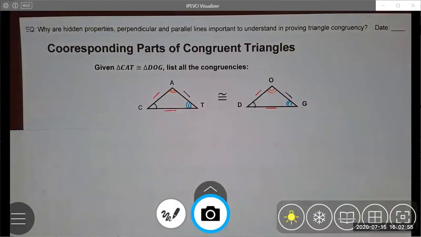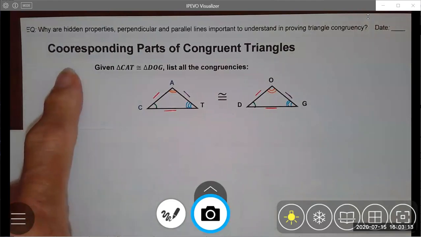Welcome. Today we are going to continue our study of triangle proofs by going a little bit further than we did in the last lesson. We are no longer going to stop once we have congruent triangles, but instead we're going to see where that leads us and what things we're able to prove based on it. To do that, we are going to use corresponding parts of congruent triangles.